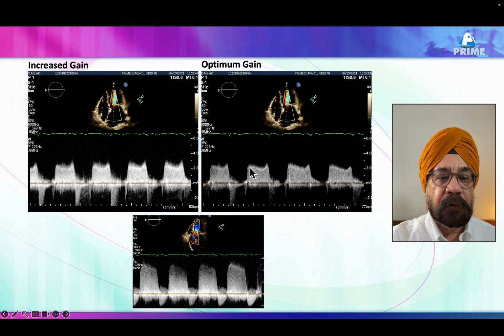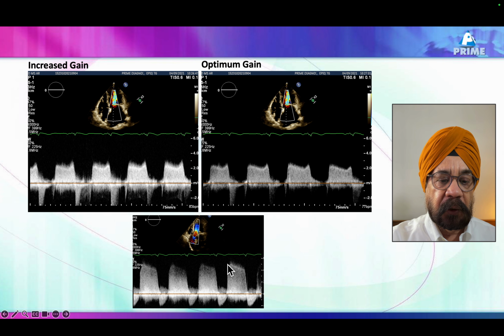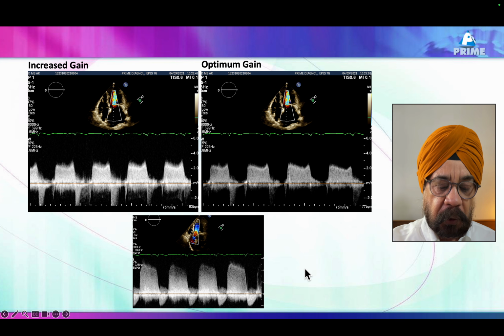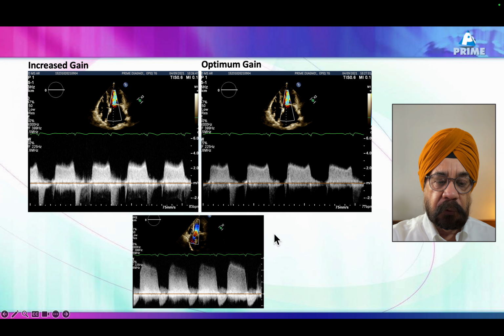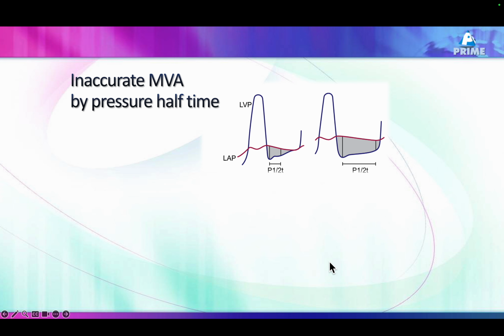So if you reduce the gain, you see this median velocity very nicely. So you take this median velocity. Okay, beware that many a time the AR signal kind of looks the same, but the velocities are very high, and this is the AR signal. Be very cautious. It should not give you confusion. You should not take an AR signal and consider it as a mitral signal.